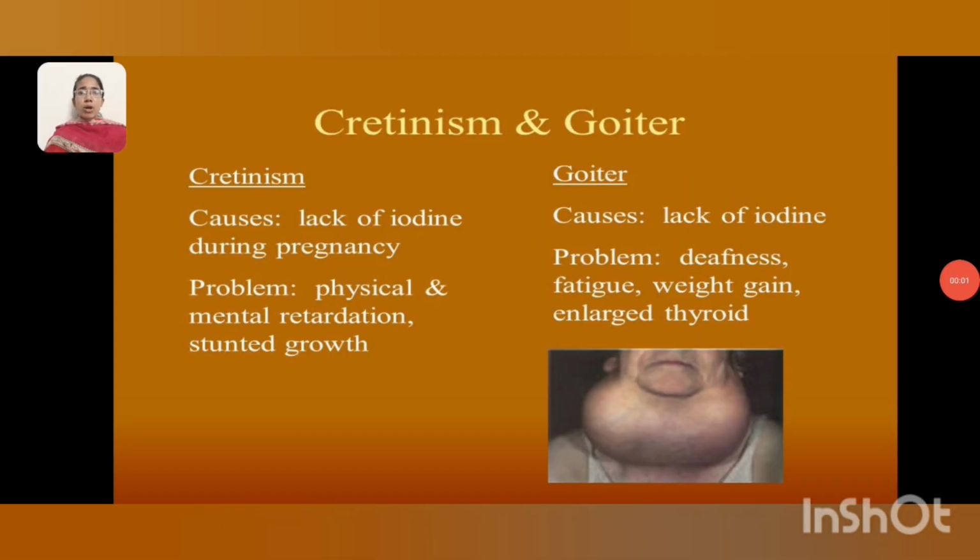Then next we see about cretinism and goiter. Cretinism and goiter both are iodine deficiency disorders. Particularly cretinism occurs only during pregnancy. The problems that exist during cretinism are physical and mental retardation and stunted growth. Stunted growth which will happen for the fetus. And then the goiter is due to the lack of iodine. The problems which exist when goiter is present in our body are deafness, fatigue, which is nothing but tiredness, weight gain and enlarged thyroid. Our thyroid gland becomes enlarged.